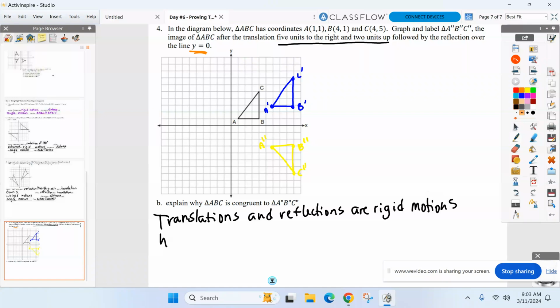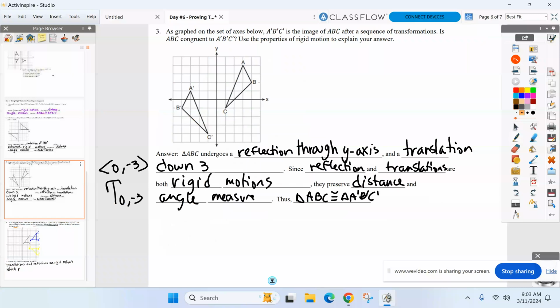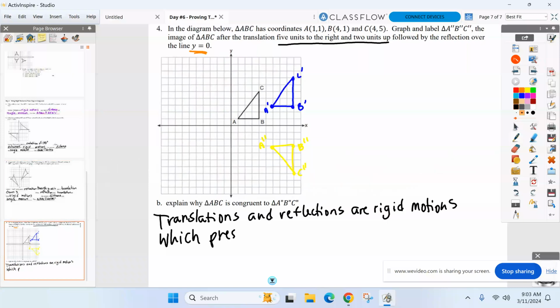which preserve. PRE or PER? PRE. Which preserve distance and angle measure.